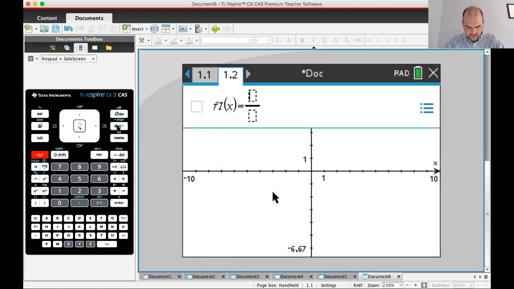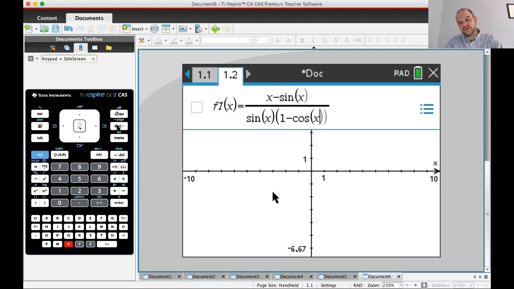All right, let's look at the graph. x minus sine of x over sine of x times 1 minus cosine of x. I'm expecting this graph to be nuts because it's got a lot of asymptotes, anywhere sine is 0, anywhere 1 minus cosine is 0, so anywhere cosine is 1. Cosine is 1 in the same places that sine is 0, but sine is 0 in more places than cosine is 1. Think about it. Unit circle.